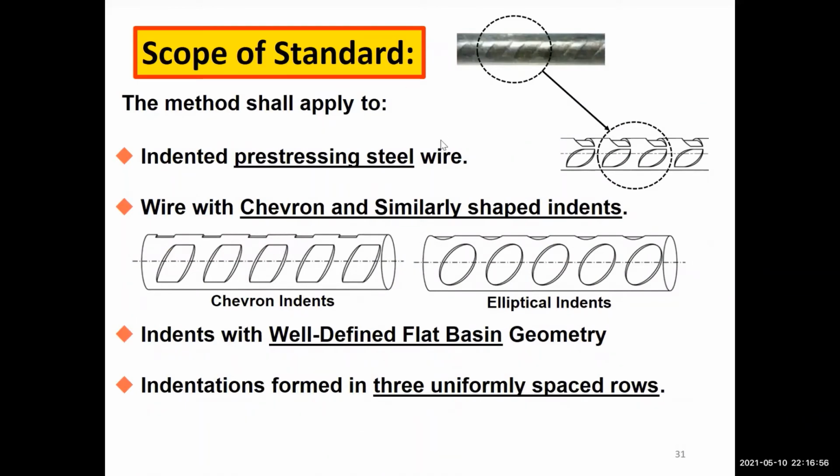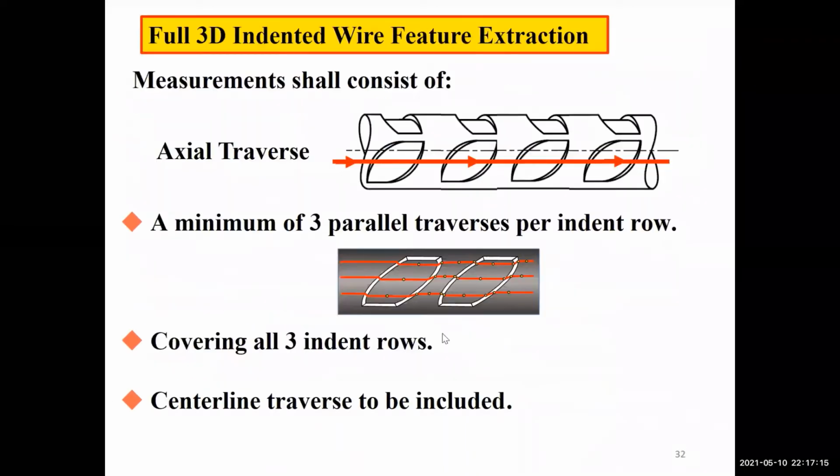The scope of the standard is indicated here. We have a focus on prestressing steel wire with either chevron indents or elliptical indents. These both have well-defined flat basin geometries, and we presume, at least in our scanning system, that we have 3 uniformly spaced rows of indents, although that isn't a critical thing.